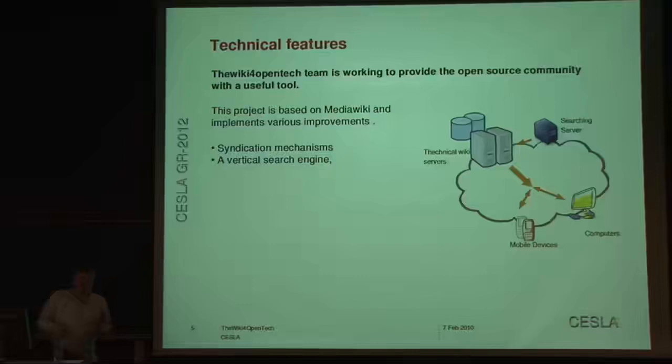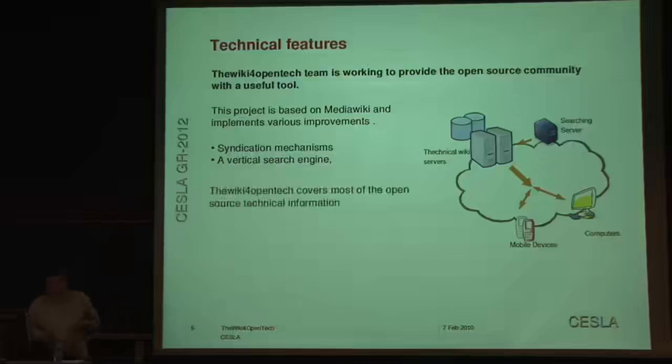And we have a vertical search engine. That means that we have interconnected a search engine, a searching server, with the wiki, and we are indexing the most important open source web pages. So if you look for information with the searching tool, you will find the information that we have in the wiki and the external information.